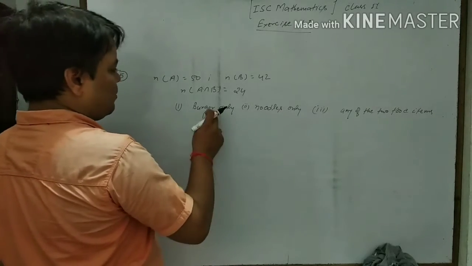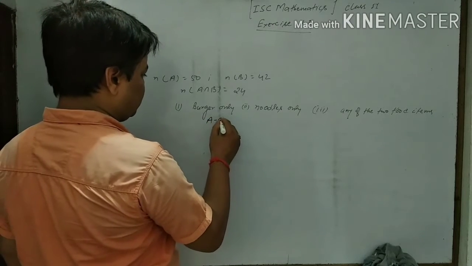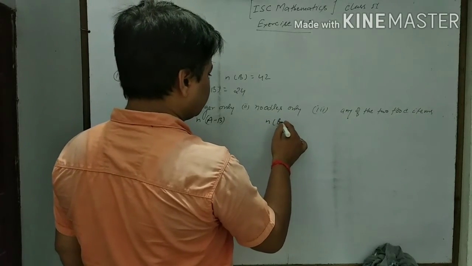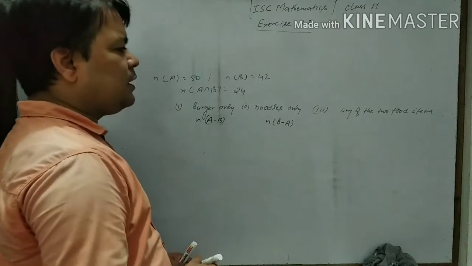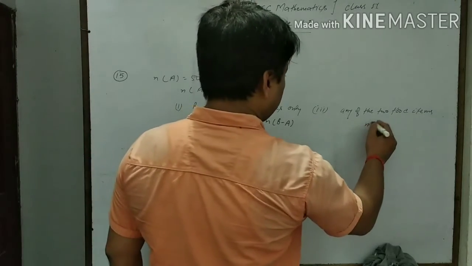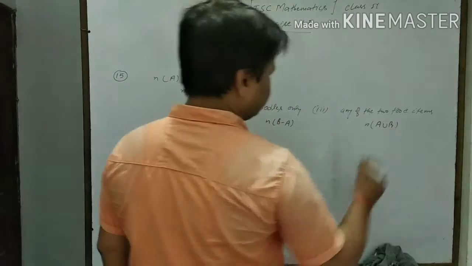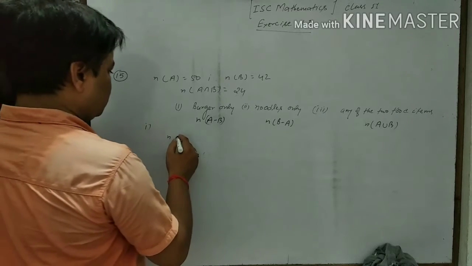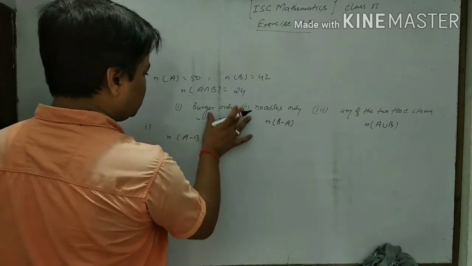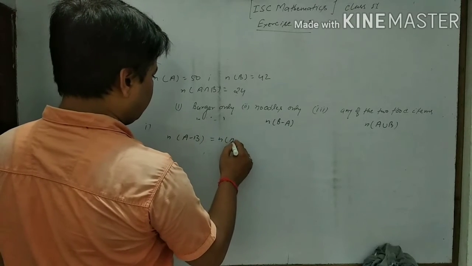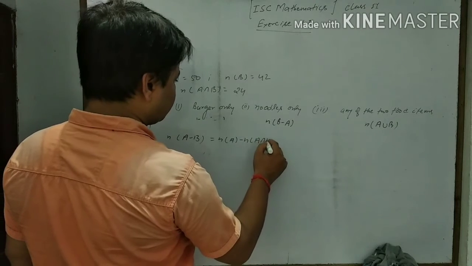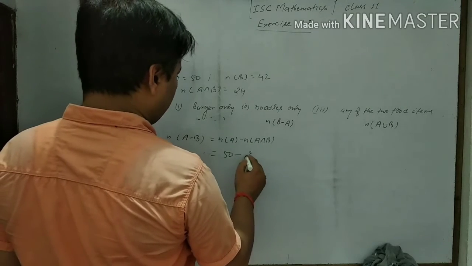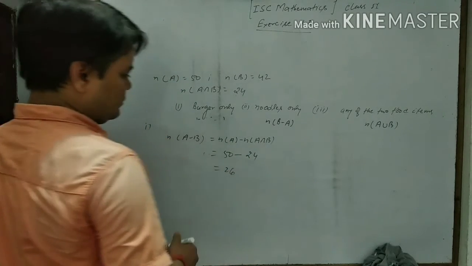Burger only means set A minus B. We have to find cardinal number of A minus B. Noodles only means cardinal number of B minus A. And any of the two food items means cardinal number of A union B. Okay, so for the first one, cardinal number of A minus B, the formula is cardinal number of A minus cardinal number of A intersection B. Cardinal number of A is 50 minus 24, then that will be 26.